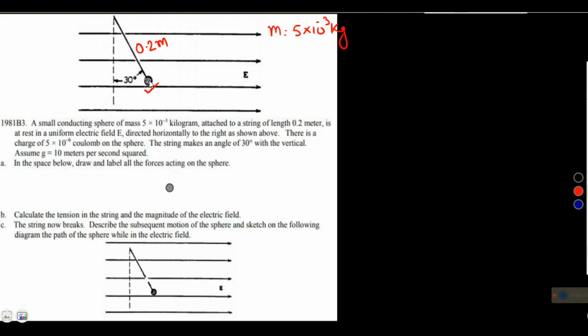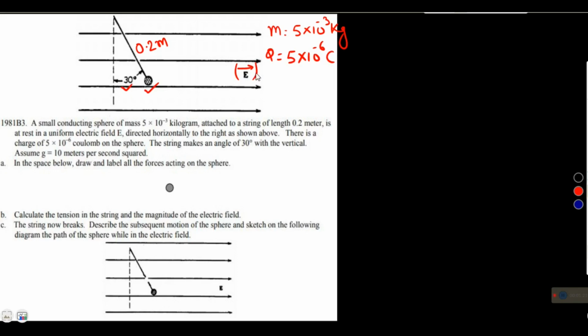So this conducting sphere is at rest in a uniform electric field E. See, this is your uniform electric field E, directed horizontally to the right as shown above. So there is a charge of 5 × 10^-6 coulomb on the sphere. So there is a charge Q, that is 5 × 10^-6 coulomb, right, on the sphere. The string makes an angle of 30 degrees, as you can see in the figure, right?